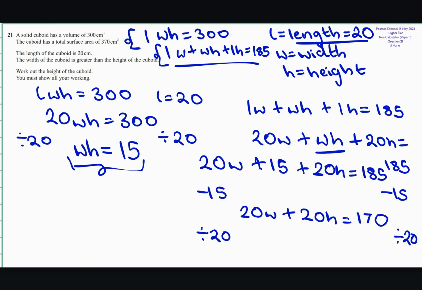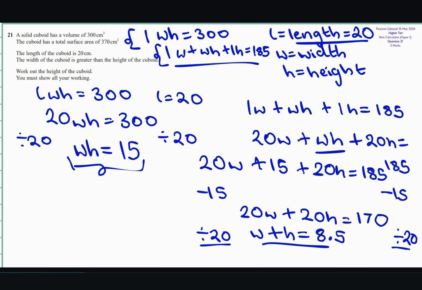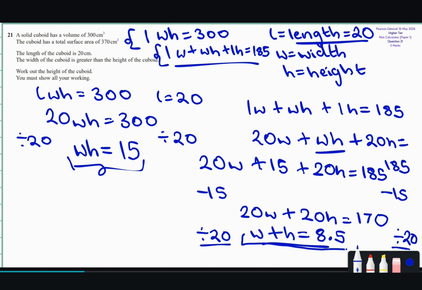What's really amazing is if we divide by 20 on both sides, we end up with W plus H is equal to 8.5. So now we have two brand new equations that we can use to finally solve this question. Please have a try at this question. Hint, form a quadratic equation. Let's see, I bet you'll be able to do it. But I'll go through it with you anyways. Alright, see you in a second.